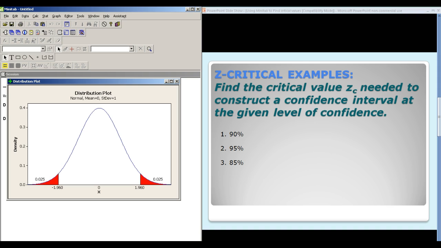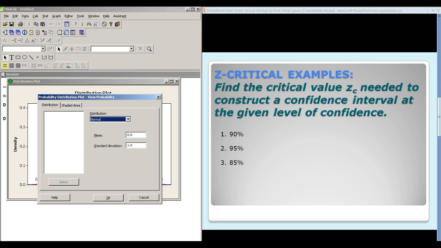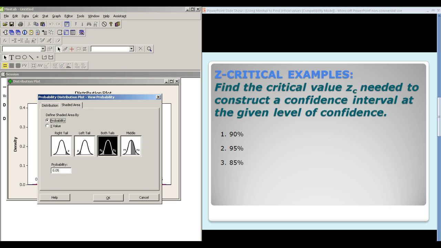Minitab split it up into 0.025 in each tail, and there are your critical values of 1.96. So then let's go back in and let's do 85%. So again, here we are. We're going to leave it at 0 and 1. And what do you think our shaded area should be down here, our probability?